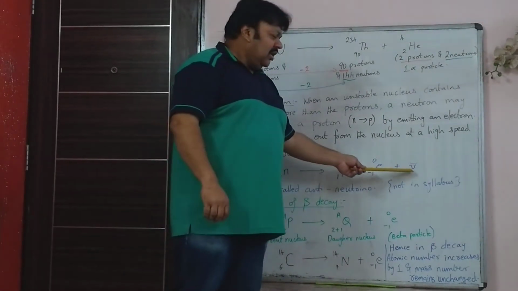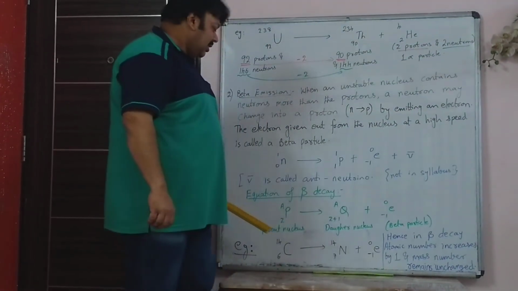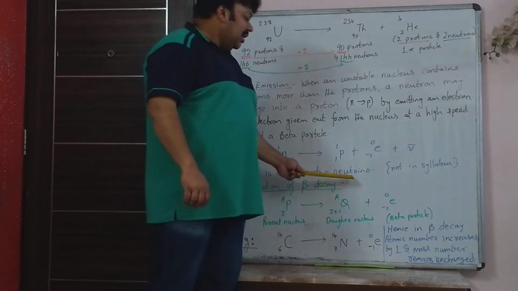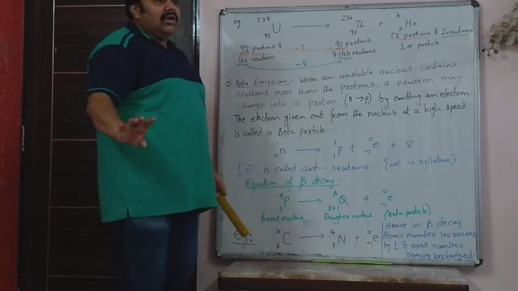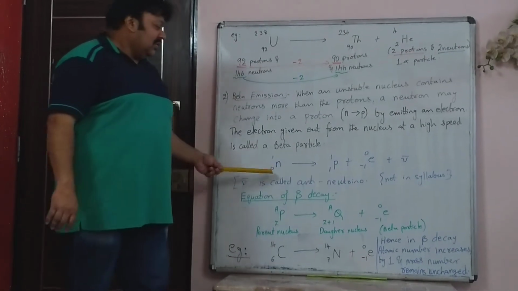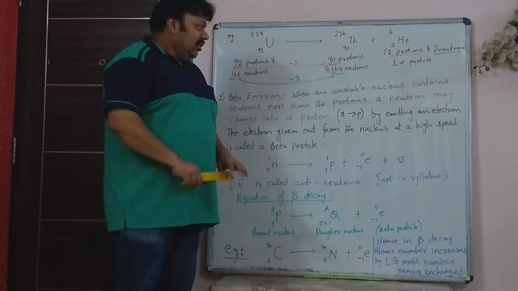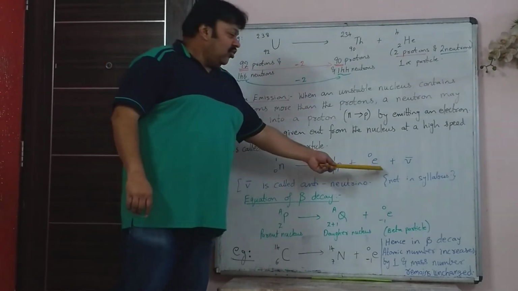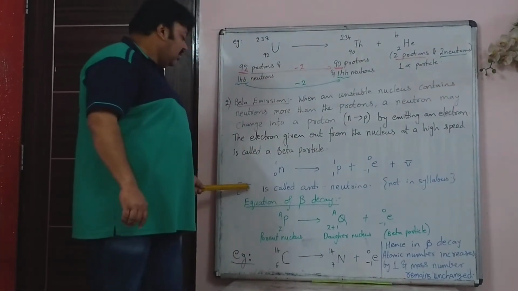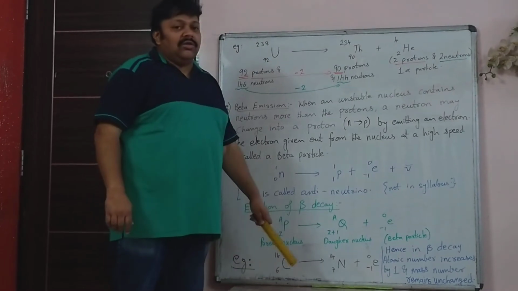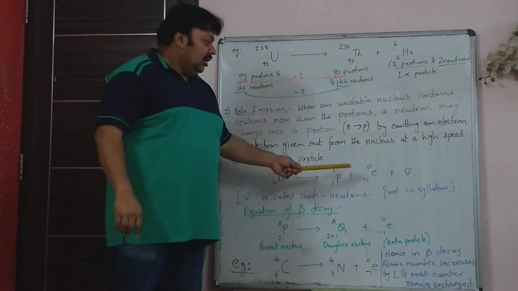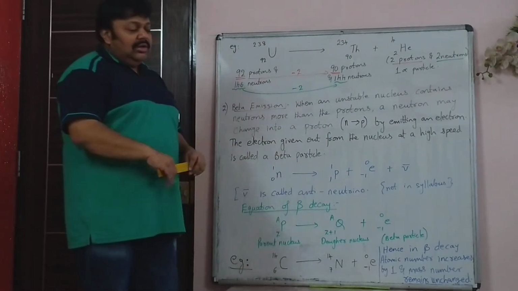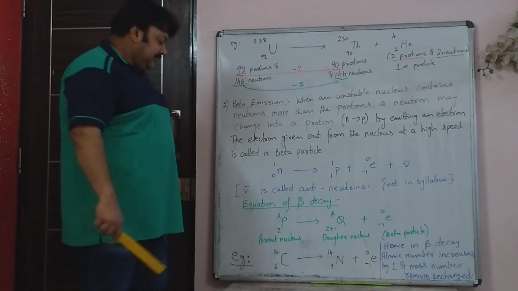And this is V. On top of V, you have shown a bar. So this is known as an anti-neutrino. You need not learn about all that. If this equation is asked, it has never been asked. But if they ask you what is a beta decay, you can show this equation and write that V bar is an anti-neutrino, that is another particle emitted out from the nucleus that is not in your syllabus.